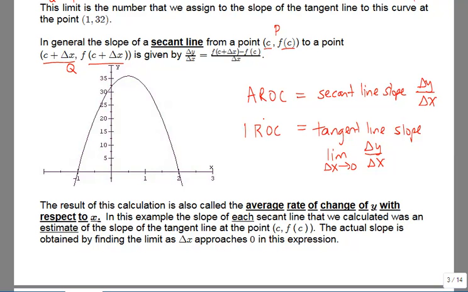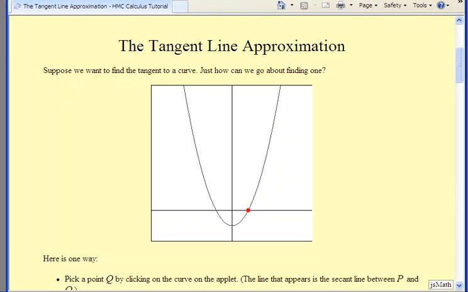Okay? Now, I'm going to show you a quick little animation here that will help you visualize how these secant lines approximate these tangent lines. So here is just a random graph, and this red dot would be our point P. So if I click anywhere on this graph, now I've created a second point Q. So this red line that you see right here represents the secant line between point P and point Q.